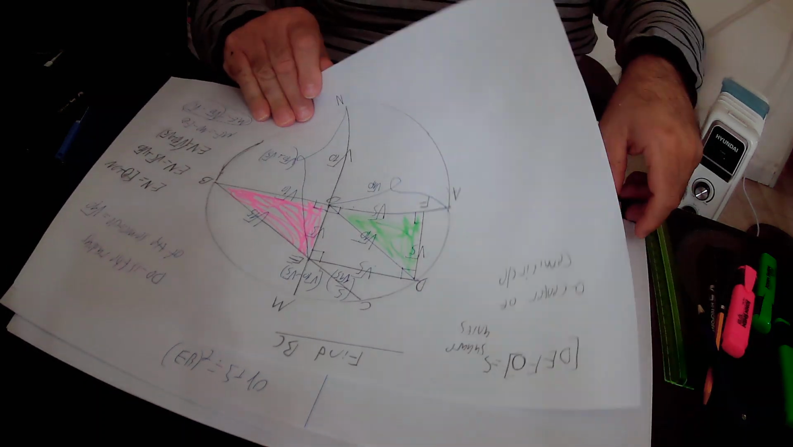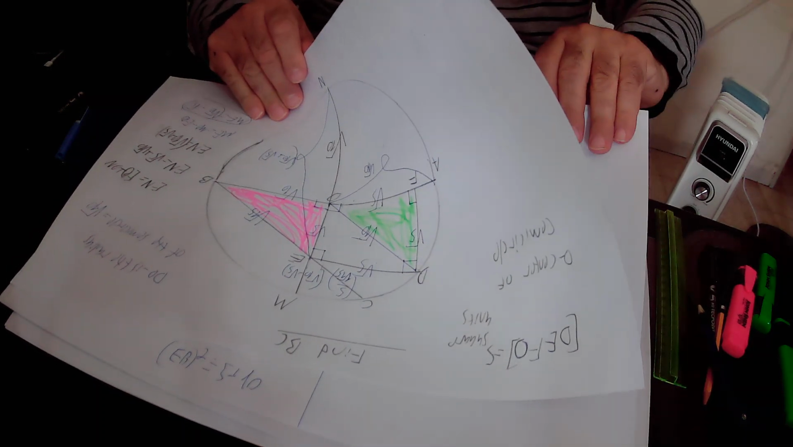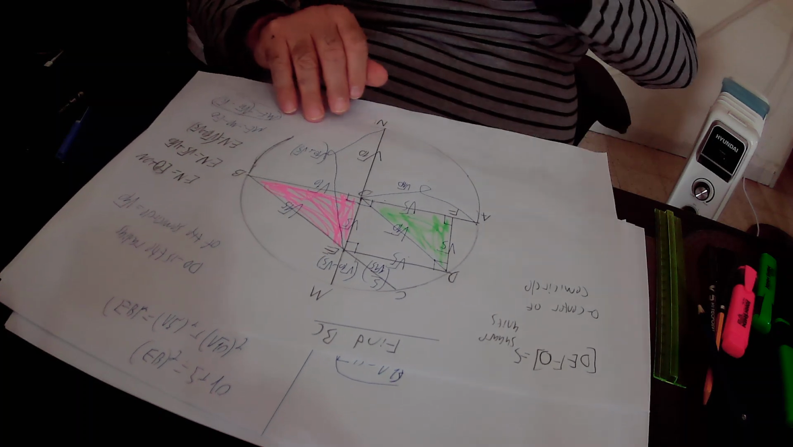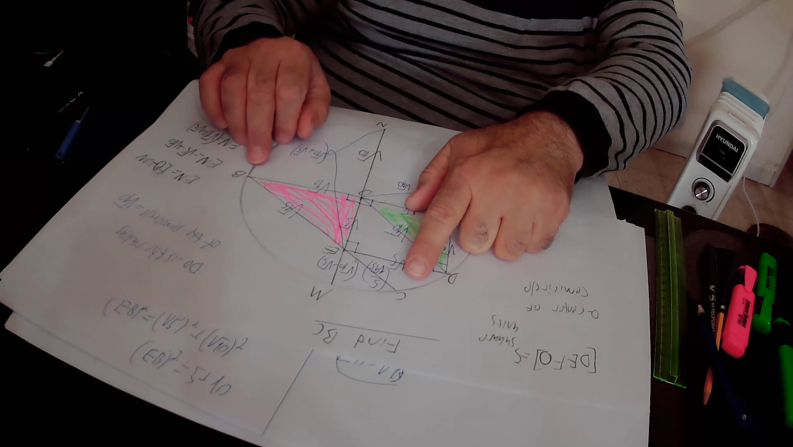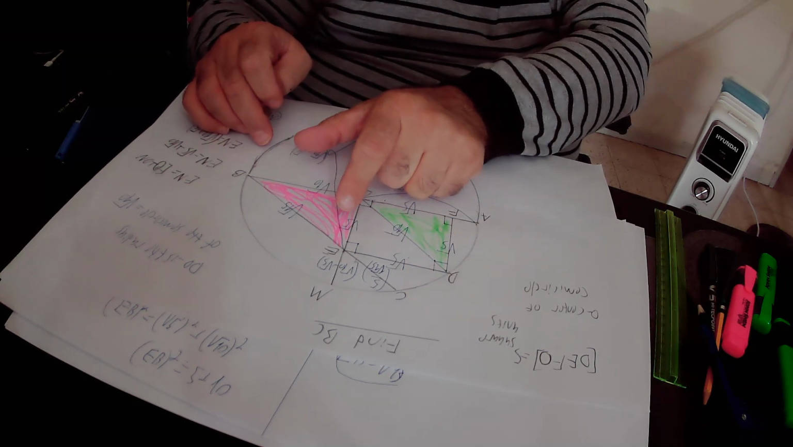So we actually found out... our mission is to find the length of chord CB. We already found that EB equals the square root of 15 units.